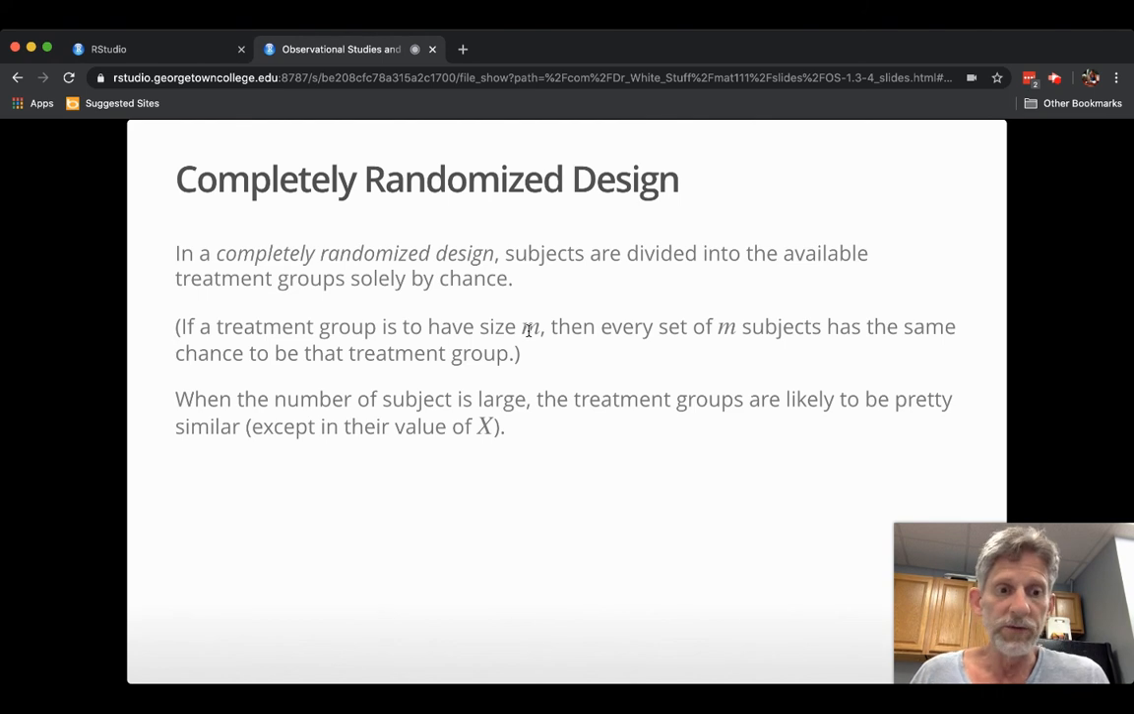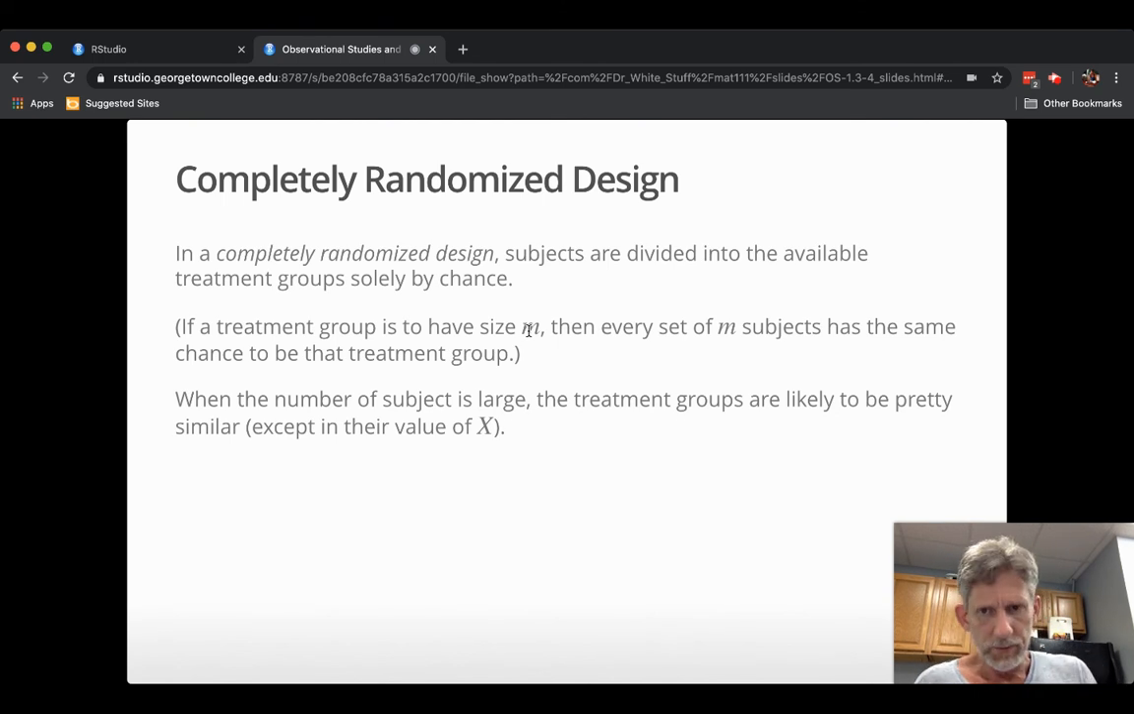So if you had 400 people that volunteered to be in an experiment and you had 4 treatment groups and you were going to have 100 in each group, then for that first treatment group, going to have 100 people in it, every set of 100 people out of these 400 people, and there's a lot of sets of size 100 when you've got 400 people, has got to have the same chance to be that first treatment group. And every set of 100 has to have the same chance to be the second group. And every set of 100 has to have the same chance to be the third treatment group, and so on for the last one.